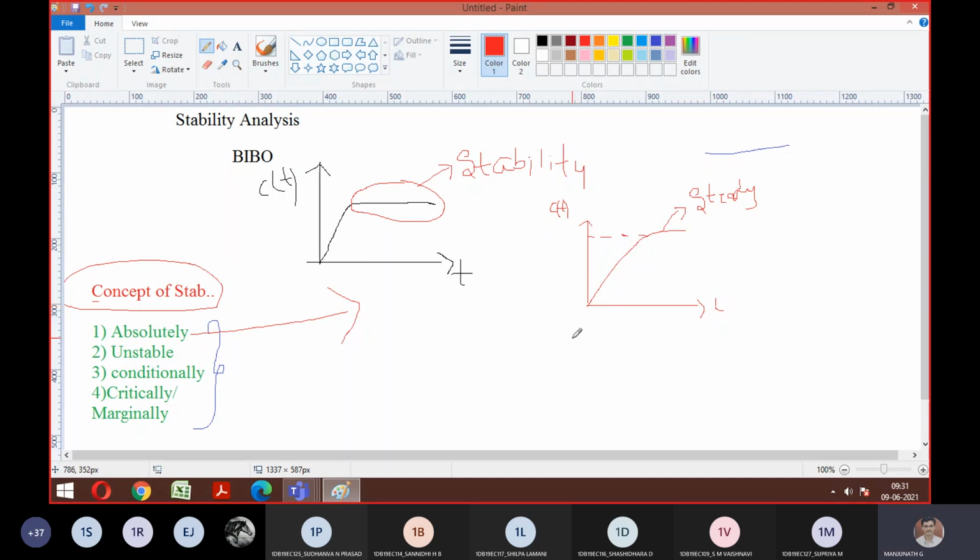Okay. So similarly, we can represent one more graph. Is it visible, guys? What I'm writing? Yes, sir. Just make a note of one more graph. So the graph representation can be like this also.